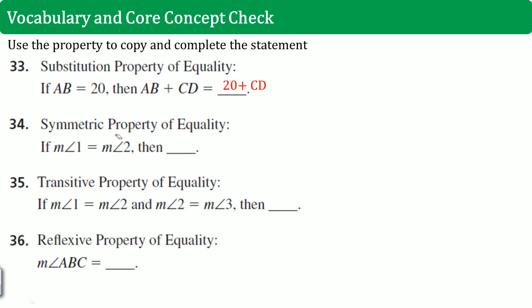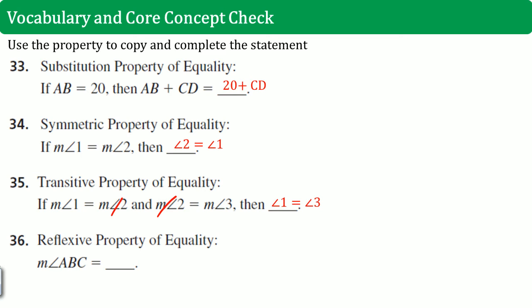Next, symmetric property. Remember, symmetric is when we flip it. If angle 1 is equal to angle 2, we flip it. Angle 2 is equal to angle 1. 35. Transitive property. This is the transfer one. Okay? Something gets canceled. If angle 1 is equal to the measurement of angle 2 and angle 2 is equal to the measurement of angle 3, then what? Well, we know that these two will cancel out, right? We know that angle 1 will be equal to angle 3 by the transitive property.